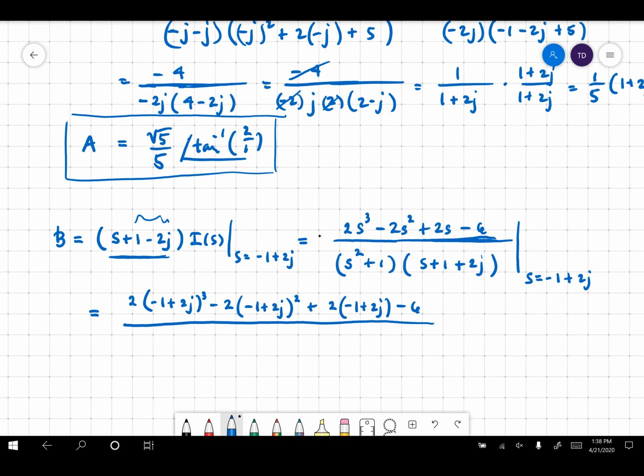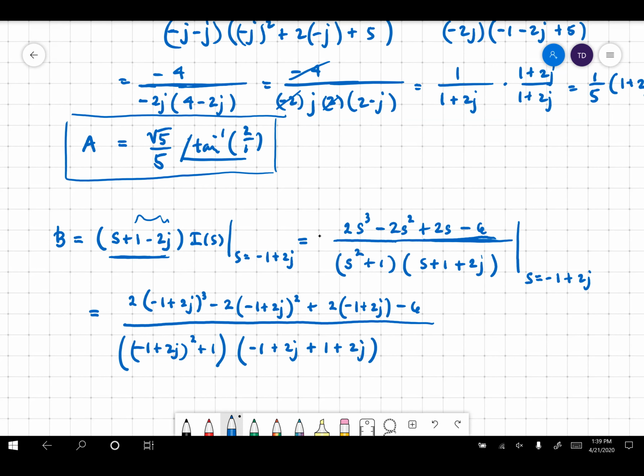all divided by (minus 1 plus 2j) squared plus 1, and then this one's nice, minus 1 plus 2j plus 1 plus 2j. Okay, so we need to do a little work on the side.